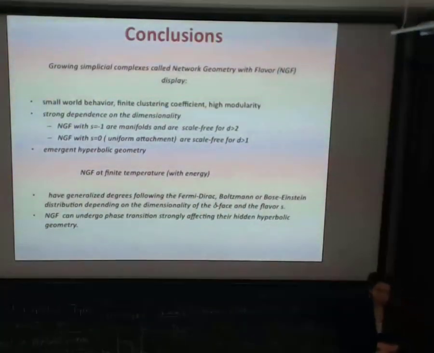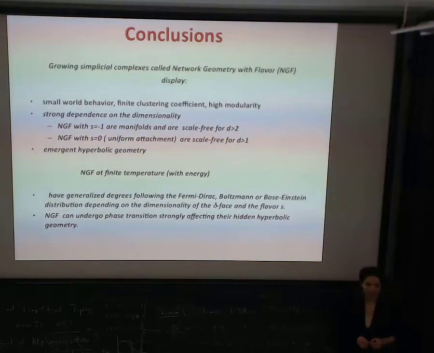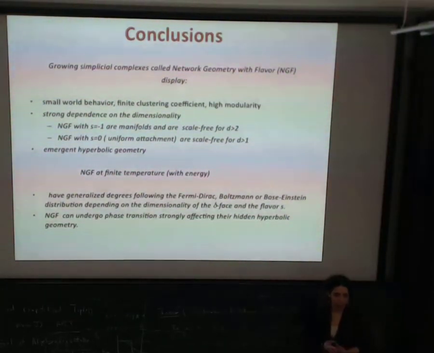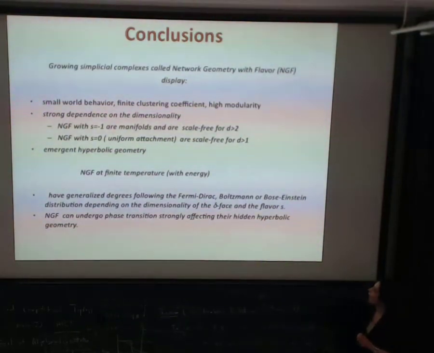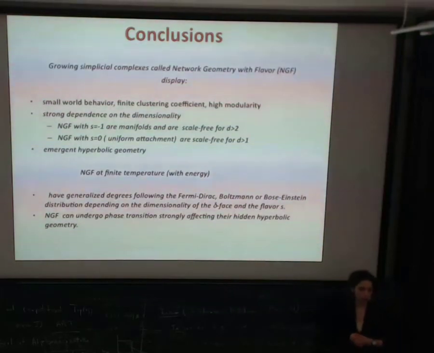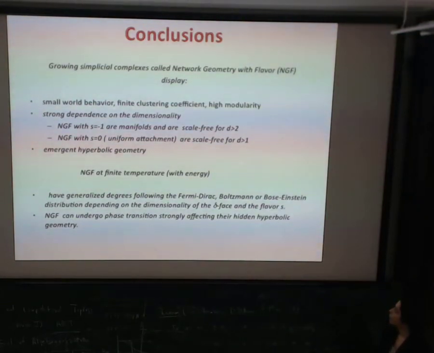So this, I come to my conclusion. I wanted to tell you about this model, our model of simplicial complexes, displaying some emergent geometry. And these are graphs which are interesting from the network perspective. I did not mention that, but they also have community structure with high modularity and finite clustering coefficient. But interestingly, they have this emergent scale-free property that depends on the dimension of this object. So network geometries, which are manifolds with flavor s minus 1, are scale-free for dimension d greater than 2. For s equal to 0, they are scale-free for d greater than 1. And there is this conjecture that if the links are of equal length, this is a hyperbolic emergent geometry.